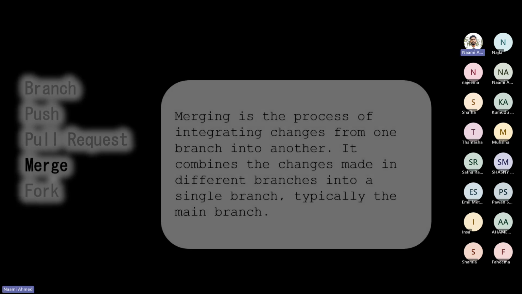This is the merging. After the developer provides the pull request, the project leader or repository owner will verify it, and then the project leader can merge that code into the main source code. Okay, it's merging one branch into another branch.